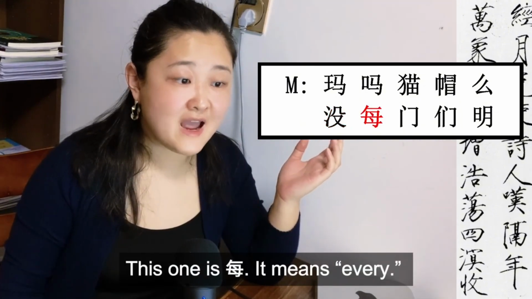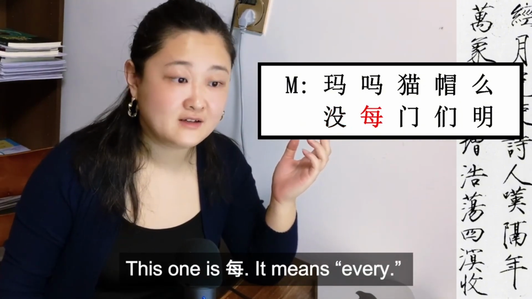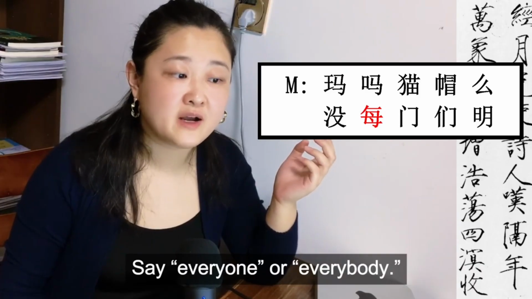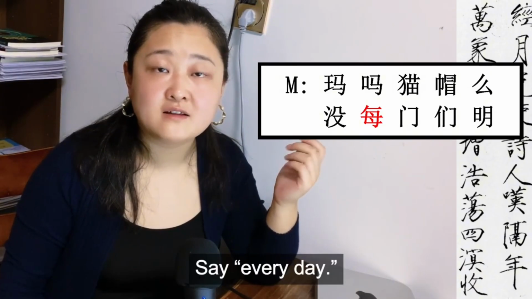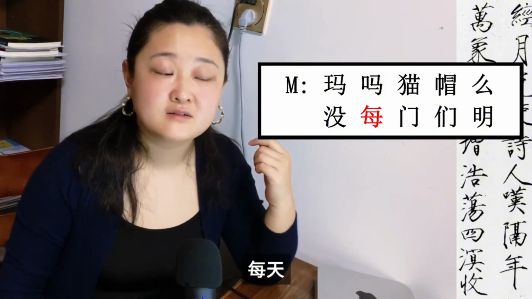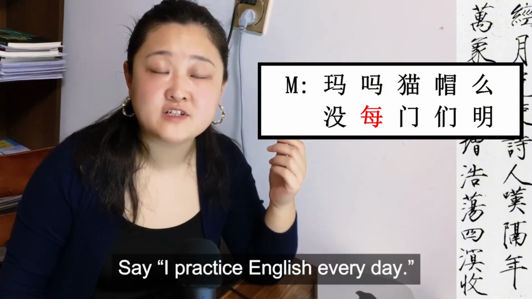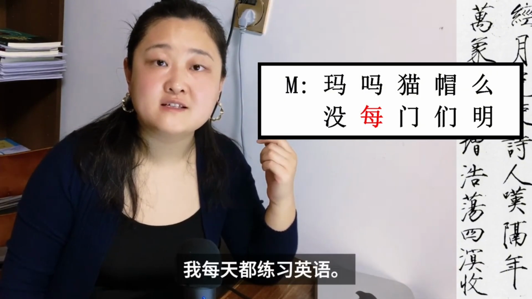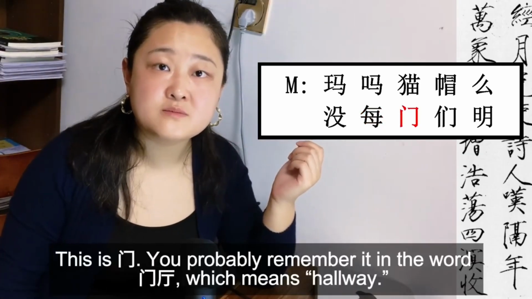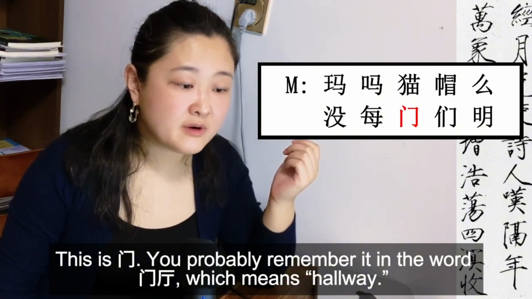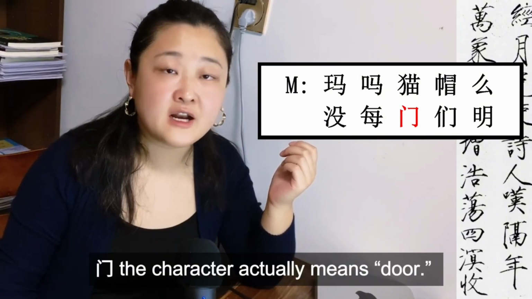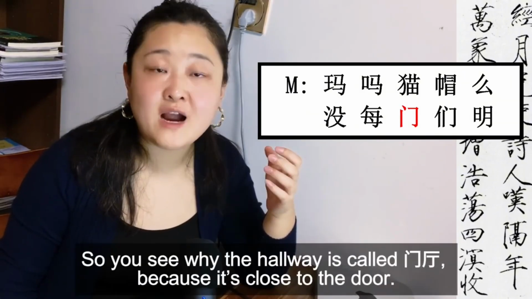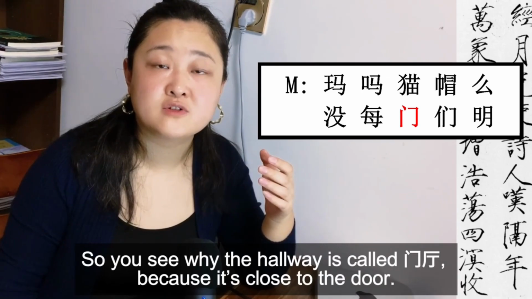This one is 每. It means every. Say everyone or everybody. 每个人。Say every day. 每天。Say I practice English every day. 我每天都练习英语。This is 门。You probably remember it in the word 门厅, which means hallway. 门, the character actually means door. So you see why the hallway is called 门厅, because it's close to the door.